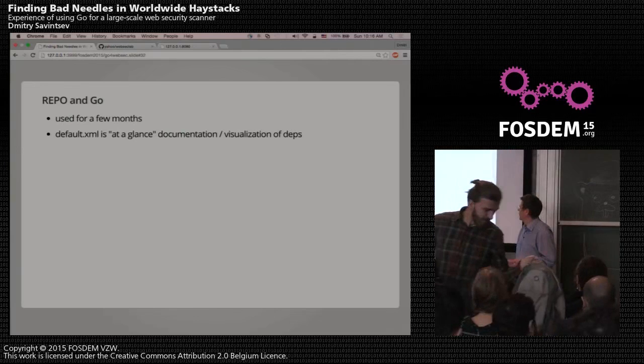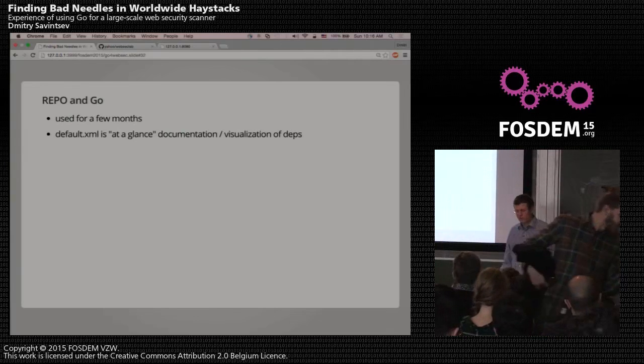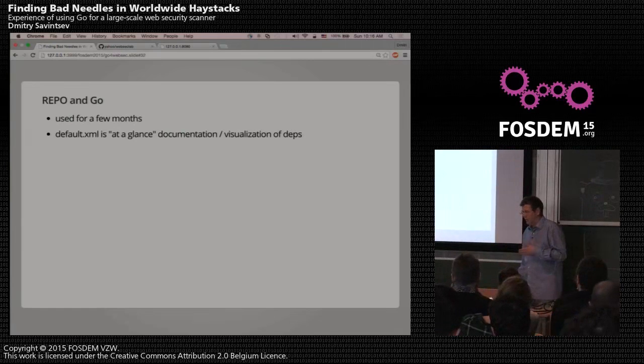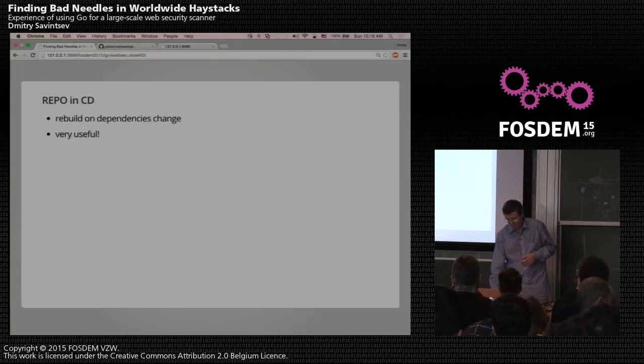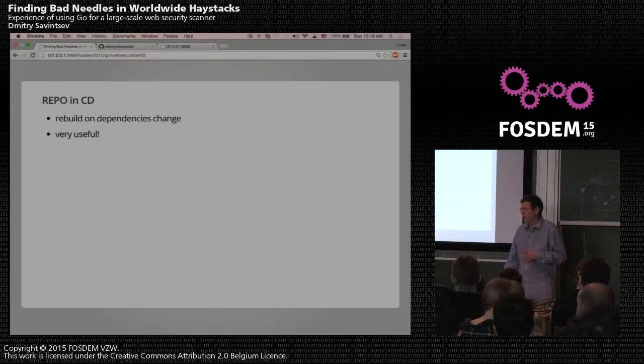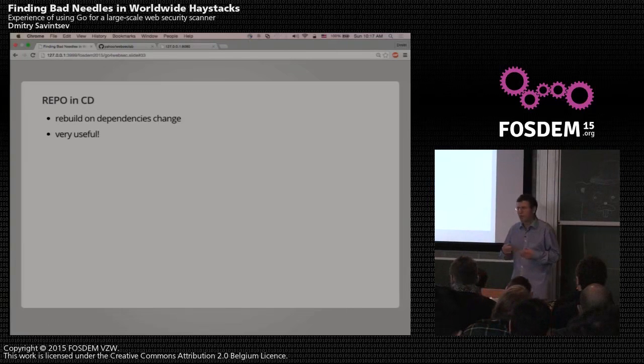We used it for a few months, and there are some advantages. For example, default.xml introduces at-a-glance documentation, and it shows you all the dependencies in one place. Also, our CD system has a nice feature that if the dependencies change in default.xml, it triggers your build. It wasn't done for Go, it was done for Android libraries, but we reused it and it came to be very useful.